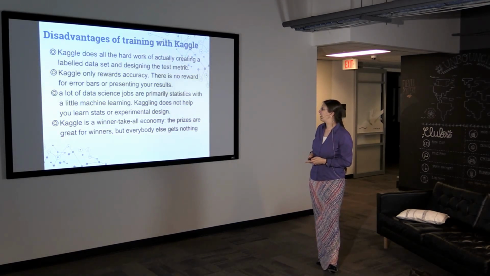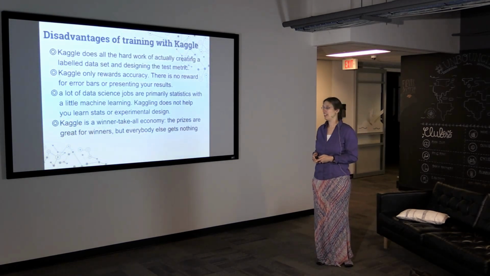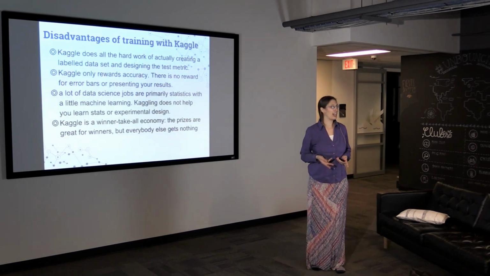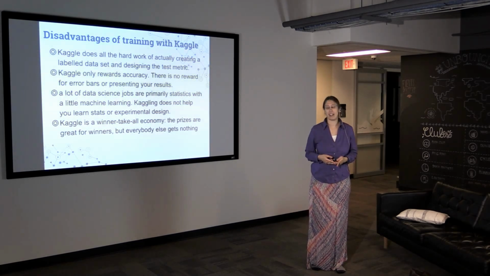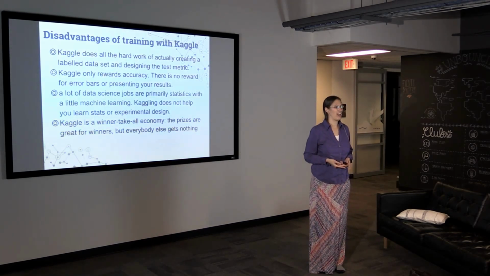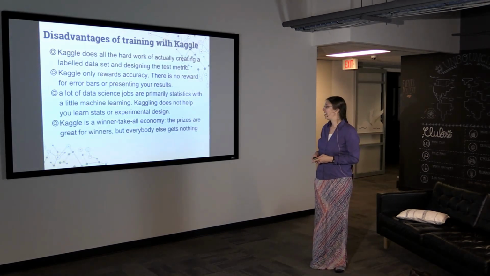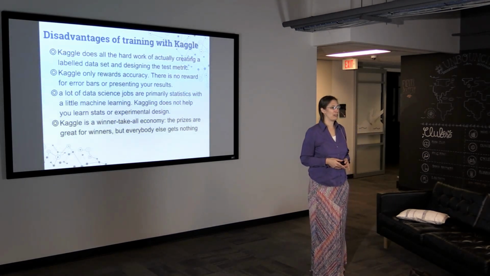A lot of data science jobs are primarily statistics with a little machine learning. If you're working at a company that's asking how do I get people to click on stuff to buy stuff on the internet, that's mostly A/B testing. It's less about the machine learning side of things. Kaggle doesn't help you learn to do statistics or experimental design. You have to actually take a statistics class to do that. And Kaggle is a winner-take-all economy, so there are great prizes for people who win, but everybody else gets nothing.